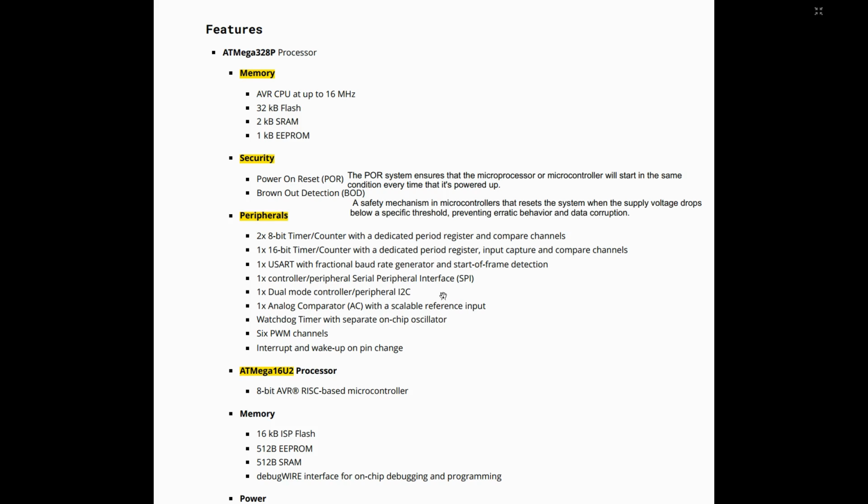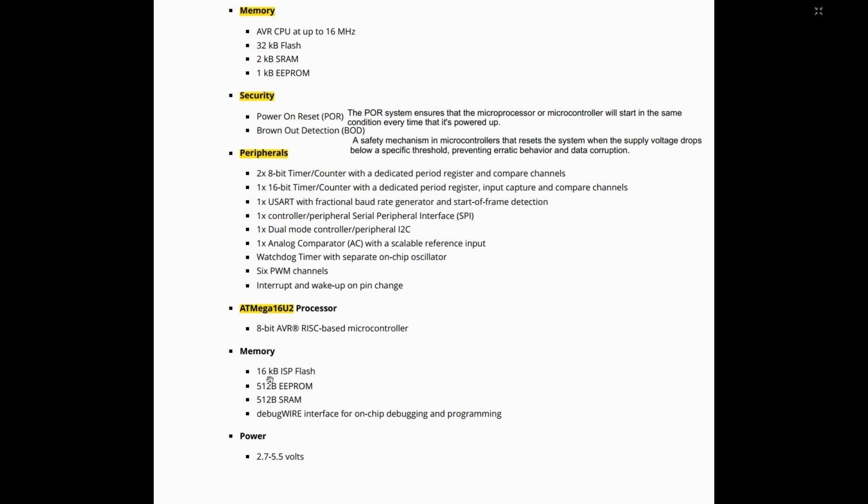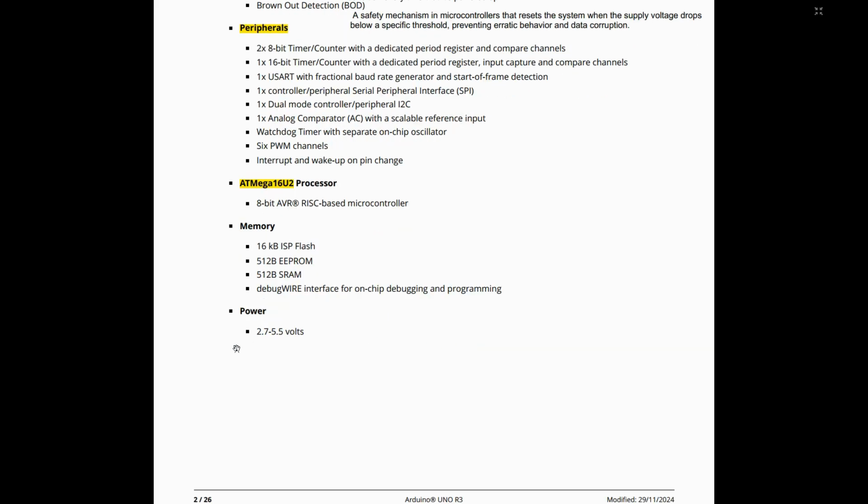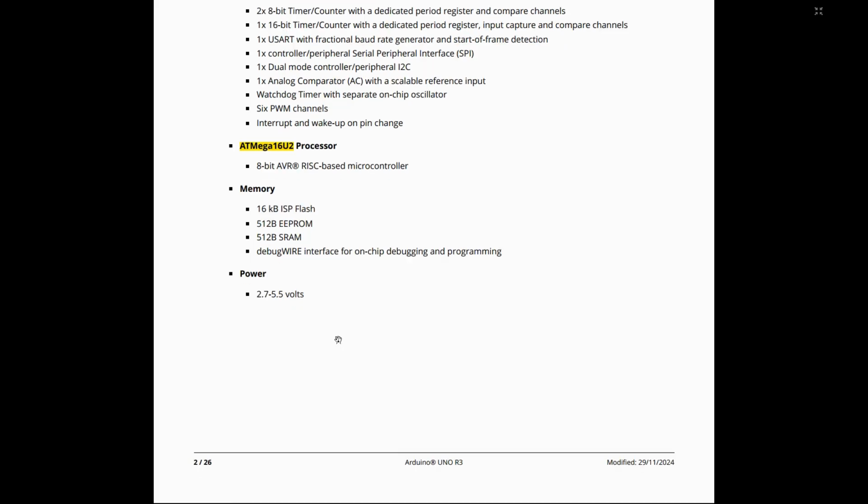The next processor present on this Arduino Uno R3 development board is the 8-bit AVR RISC-based microcontroller, the ATmega16U2 processor, which has 16 KB of ISP flash, 512 bytes of EEPROM, 512 bytes of SRAM, and a debugWIRE interface for on-chip debugging and programming. Arduino Uno can operate at 2.7 to 5.5 volts.